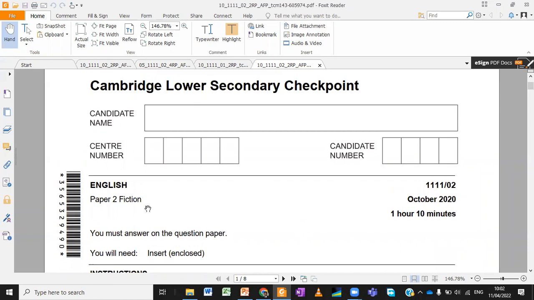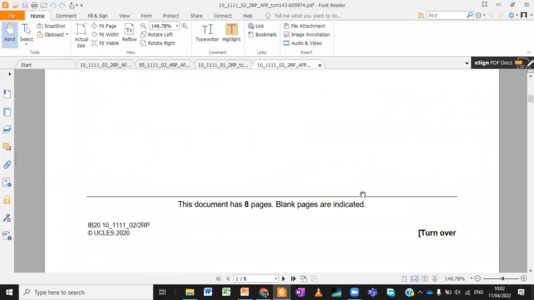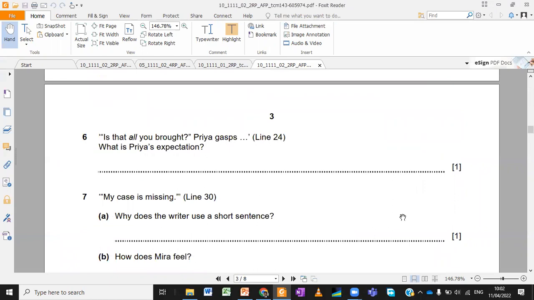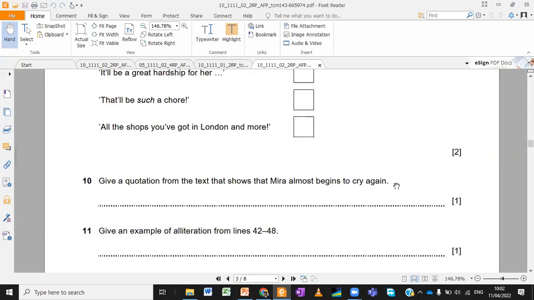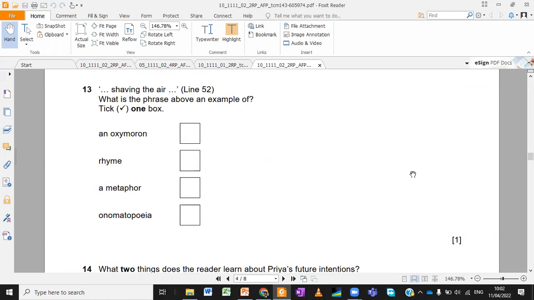So this is paper 2, fiction. I'm going to discuss 2 topics from this paper, and I'm going to show you a particular feature this paper contains. Now, if you know they'll give you an insert, then you answer these questions. But look at question 13.